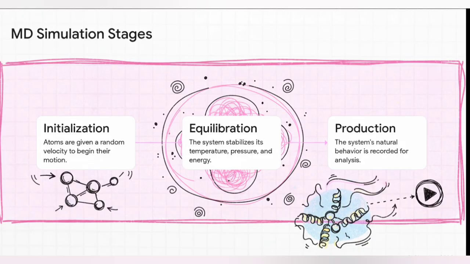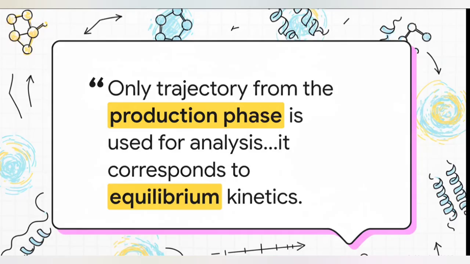And finally, Act 3, production. This is the main event. It's when we hit the big red record button and capture the true natural dance of the molecule. And this part is absolutely crucial. Scientists only ever analyze the footage from the production phase. Why? Because that's the only part that shows the molecule behaving naturally, doing its own thing, not just reacting to the artificial push we gave it at the start. This is where the gold, the scientifically valid data is.